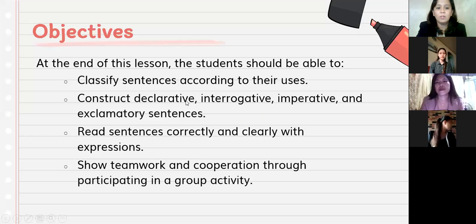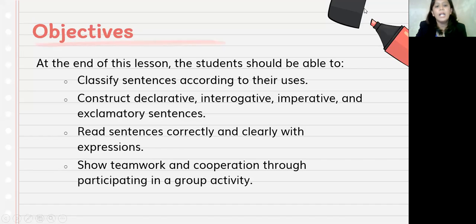Okay. So at the end of this lesson, the student should be able to classify sentences according to their uses, construct declarative, interrogative, imperative, and exclamatory sentences, read sentences correctly and clearly with expressions, and show teamwork and cooperation through participating in a group activity. So this is our goal that we should achieve by the end of this lesson.